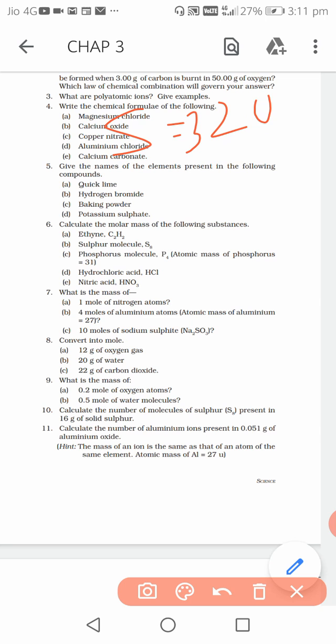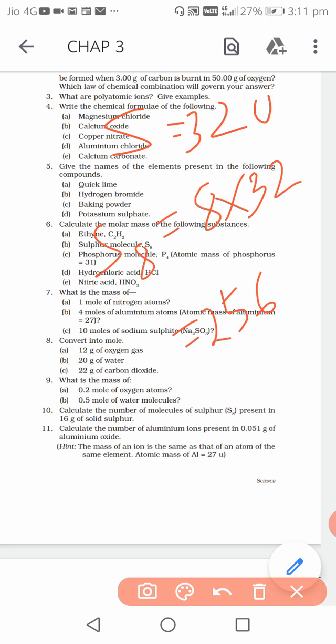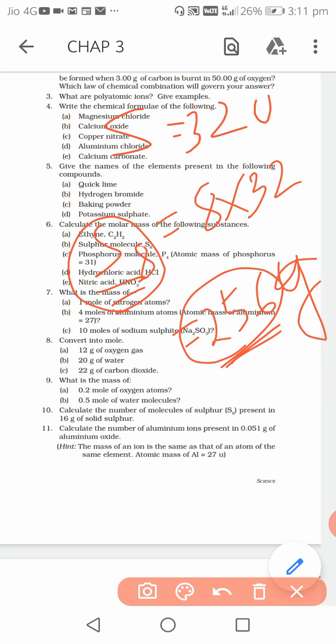32 U. So mass of the whole molecule, S8, will be how much? 8 sulfurs are there. So S8, its mass will be 8 into 32. 256. This much U, mass of this one molecule. Then what will be the mass of 1 mole of it? Same value, unit will be gram. So 1 mole means 256 gram.